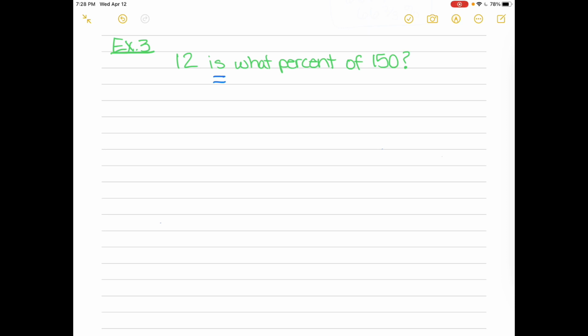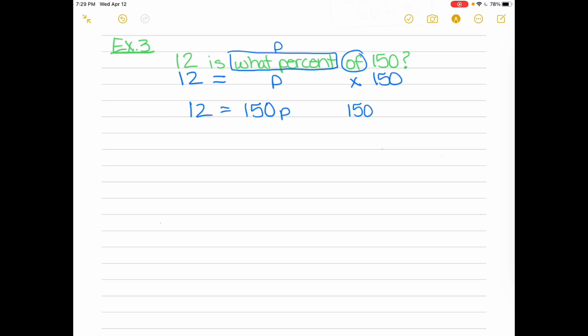In front of the is just 12, so that's going to stay there. And then I have what percent, that means P, right? Of means times, and then I have 150. So I'm going to change this P times 150 into 150P, right? And now I'm going to solve. Sometimes you get your variable on the right-hand side, and some students are uncomfortable solving the problem like that, or they make mistakes when the problem's like that. So if you want to, you can just switch it around and put the 150P first, then the equal sign, and then 12.